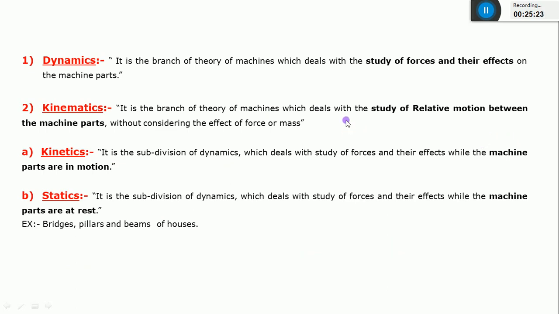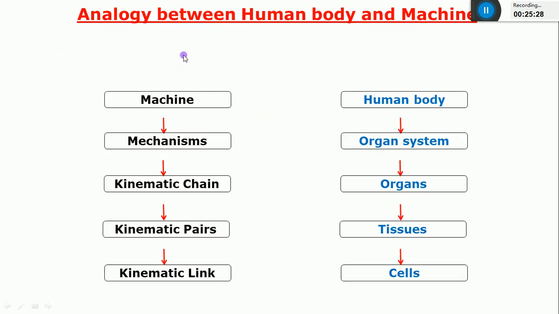So if this is clear, I'll start with the actual syllabus of the first module, that is Introduction to Kinetics of Machine. So this is the outline of the first unit. These are the main headings, or you can say highlights, of the first module. I'm going to compare machines, mechanisms and kinematic chain with a human body. Just take the heading as analogy between a human body and machine, so that you can remember this outline.